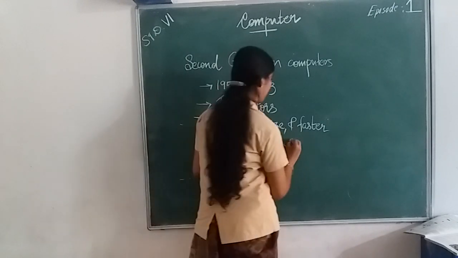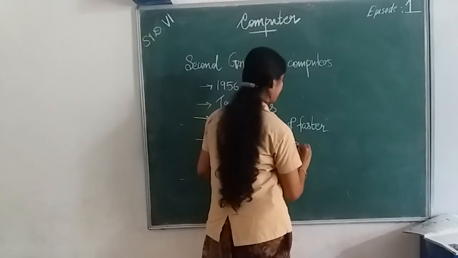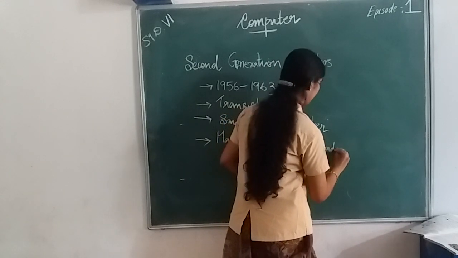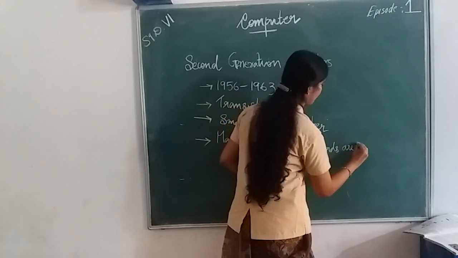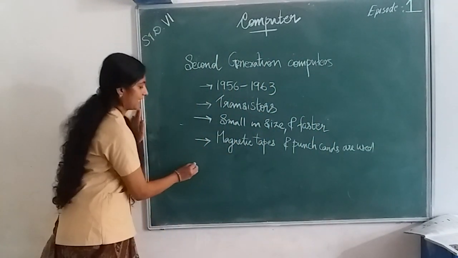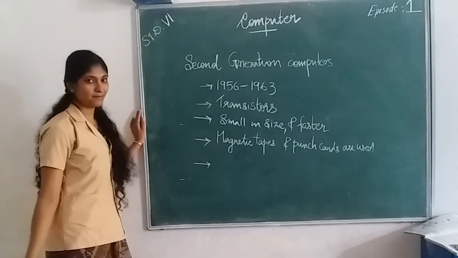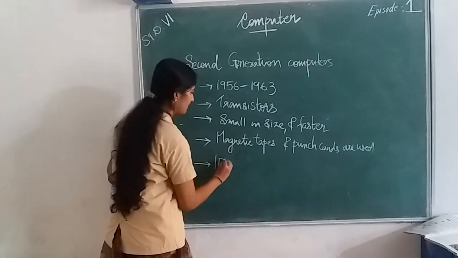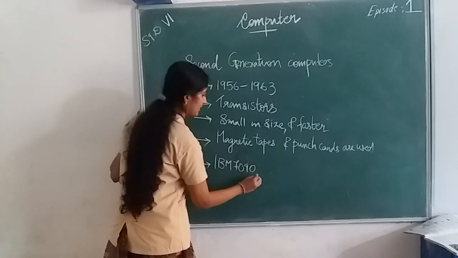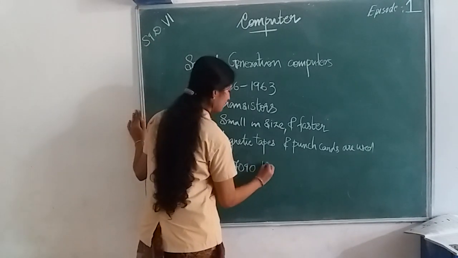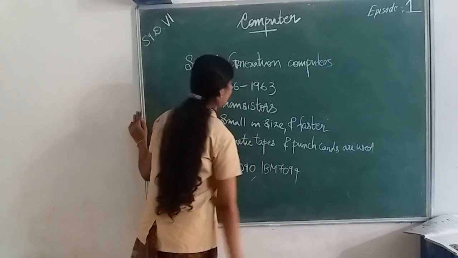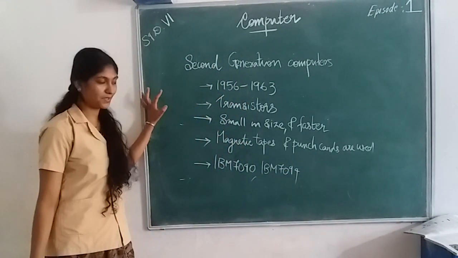Magnetic tapes and punch cards are used. Then examples of second generation computers are IBM 7090 and IBM 7094. So what are the properties in second generation computers?